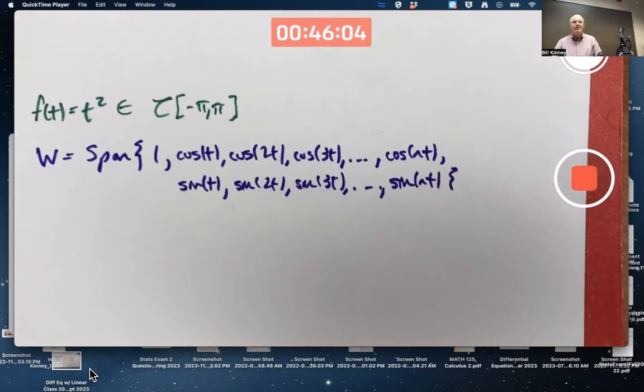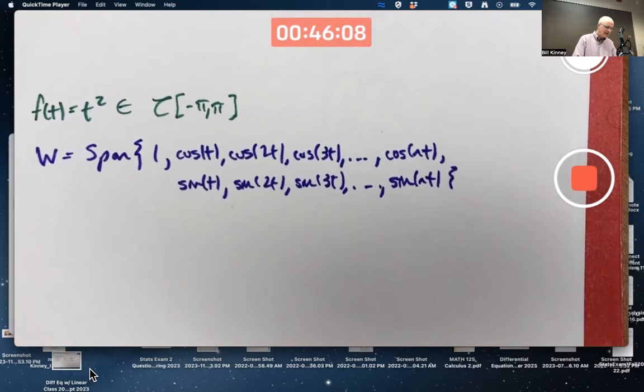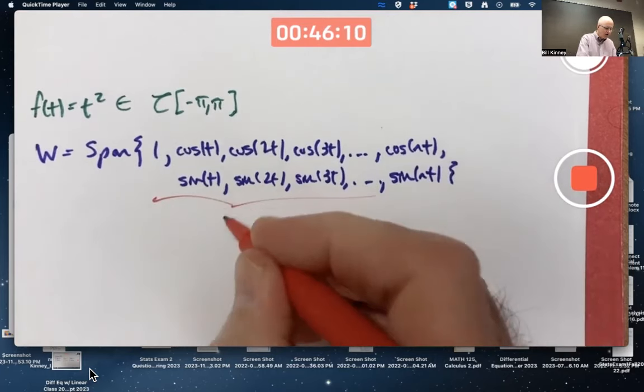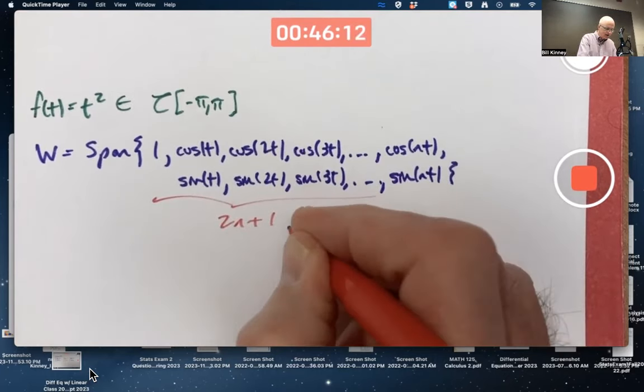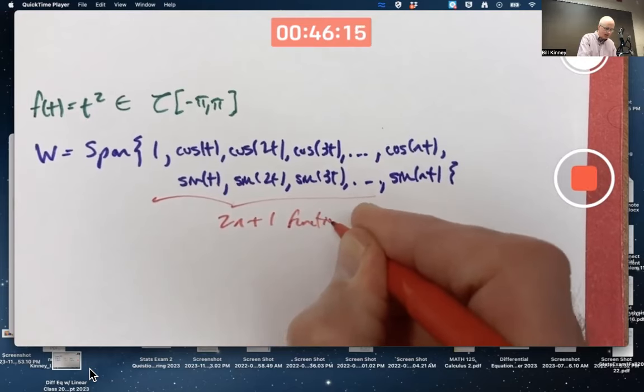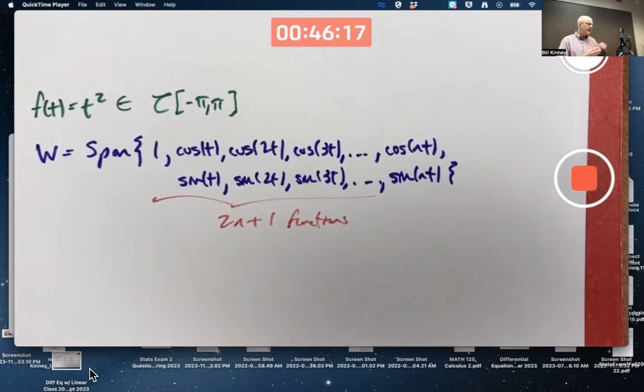Okay? It turns out that all 2n plus 1 functions there, they're all mutually orthogonal. This is an orthogonal set. But wait a minute. What do you mean they're orthogonal? Their graphs are perpendicular or something? No, I don't mean their graphs are perpendicular.